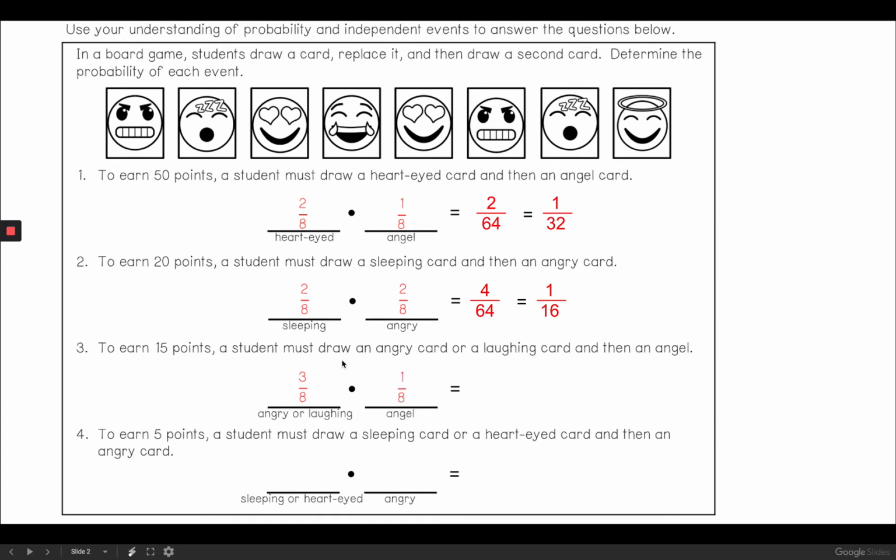We've already done that one. And then we multiply straight across. 3 times 1 is 3, 8 times 8 is 64, so I'd have 3/64. So I have a 3 out of 64 chance of getting that combination.